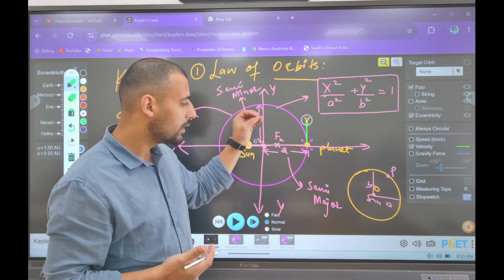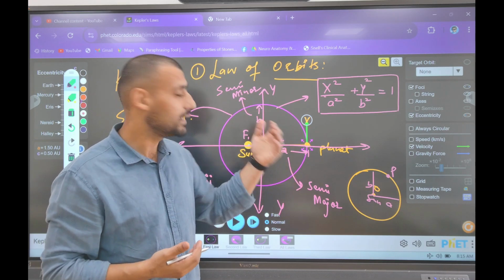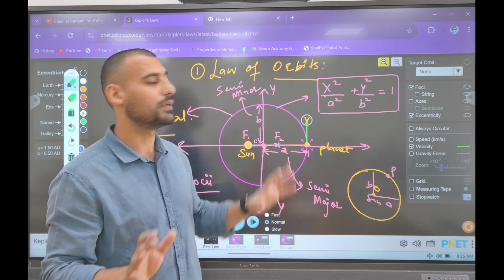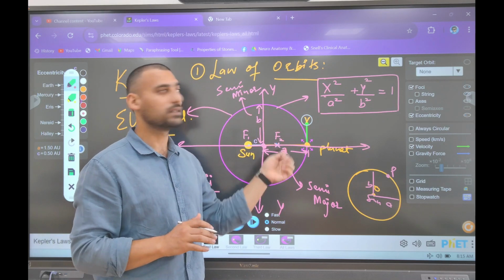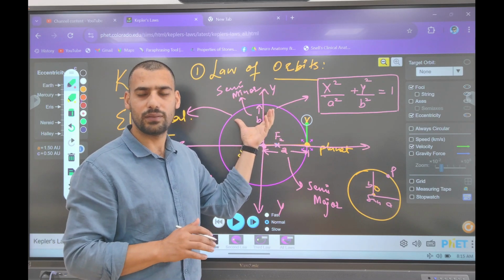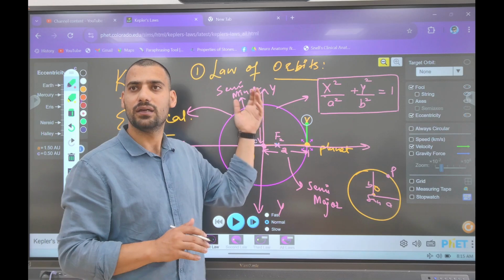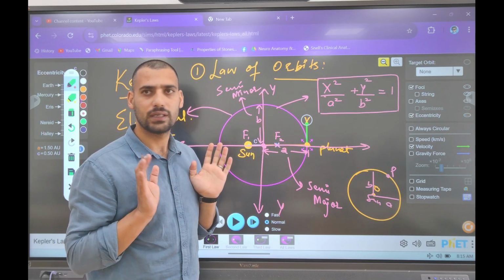But this is not a circular path. We are talking about the reality. The reality is this is not a circular path. This is an elliptical path and a and b are not equal. One is bigger than the other. Therefore, one is the semi-minor and the other one is the semi-major axis. Is that fine? Is it clear?